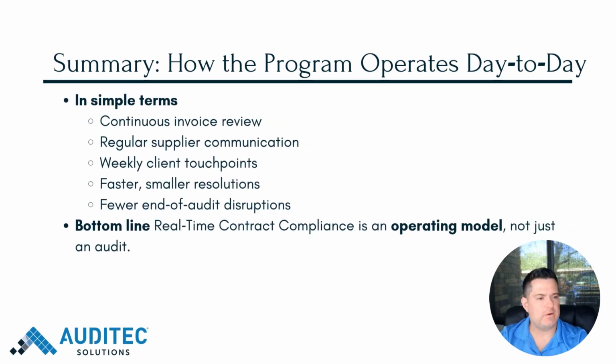And we are now at the summary slide. The idea of this slide is just to walk through bullet points of everything we've discussed so far. So in summary, how does a real-time contract compliance audit program operate from day to day? In simple terms, we have continuous invoice review as invoices are coming through on a month-to-month basis. We're having regular supplier communication between Auditec, or the audit firm, and the suppliers that are being audited.